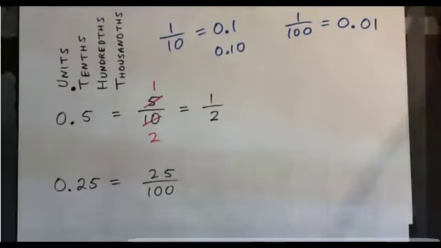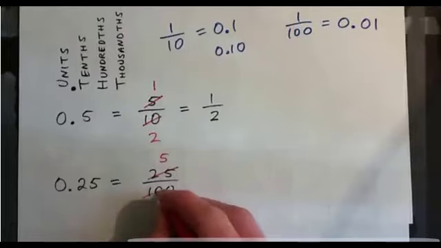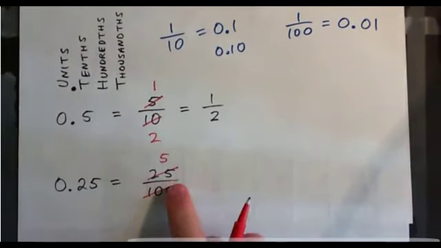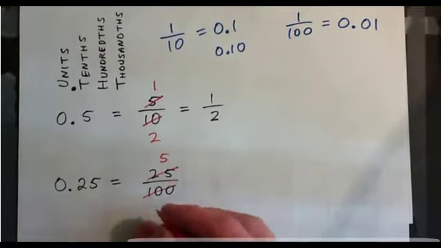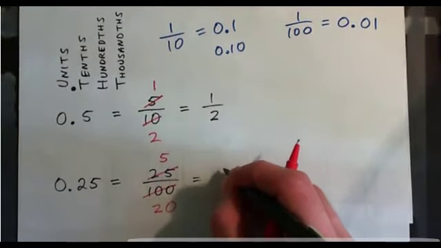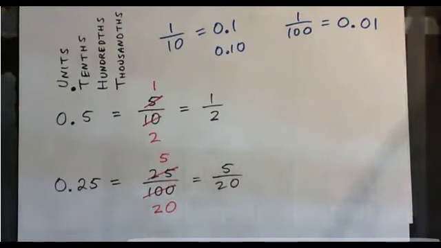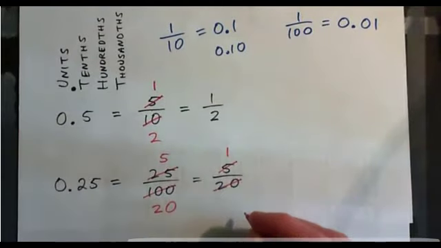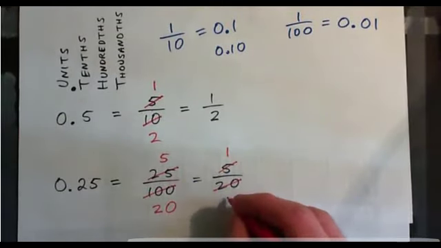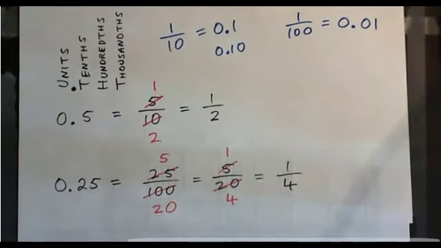Now putting this in lowest terms, we can do this. 5 into 25 goes 5 times. 5 into 100: well, 5 into 10 goes twice, and then 5 into 0 goes 0 times. So this actually gives us 5 over 20, or 5 twentieths, and you can put that in lowest terms. 5 into 5 goes once, 5 into 20 goes 4 times, and that of course gives you 1 over 4, 1/4.